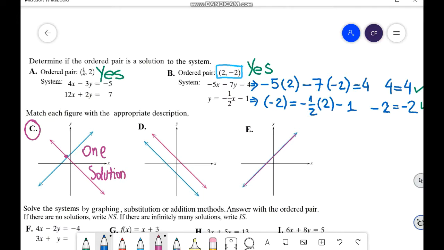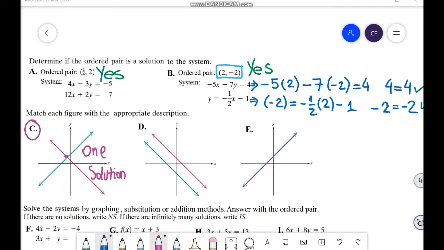What about letter D? Thank you, Cynthia. Yes, letter D, infinitely many solutions. Wait a minute. For infinitely many solutions, you have to have one line on top of the other.